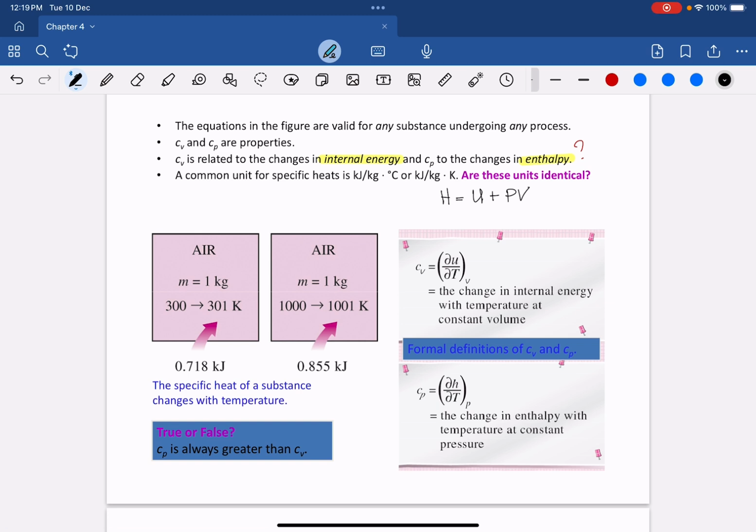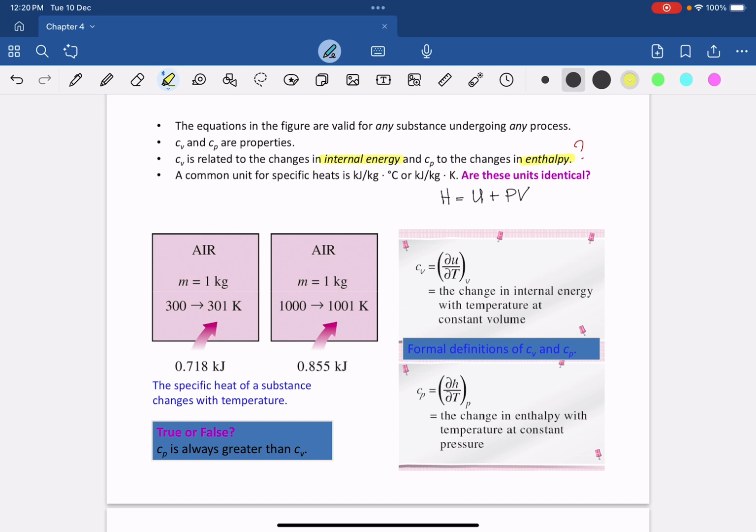So since CP is related to constant pressure process, specific heat for the constant pressure process, and to maintain the pressure of the process requires some boundary work. Therefore, CP, specific heat capacity for constant pressure, is related to enthalpy, right?